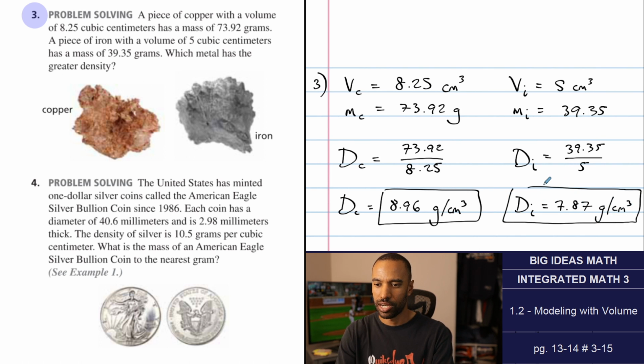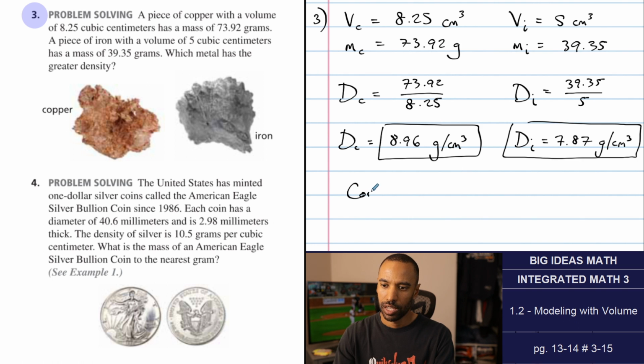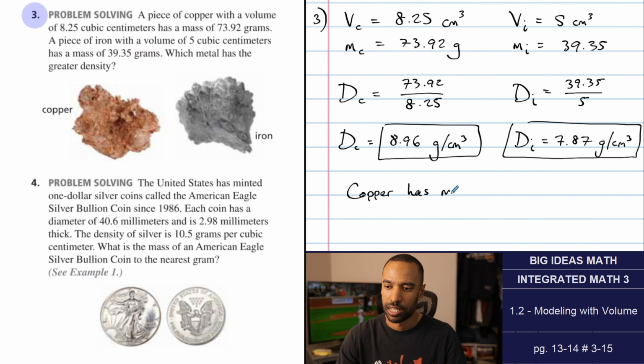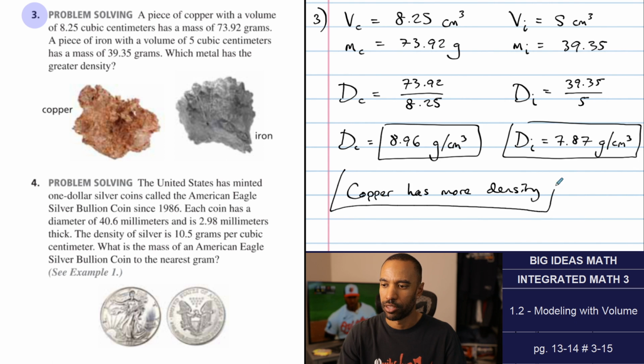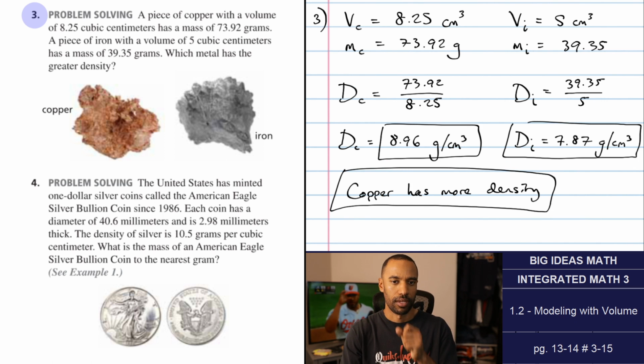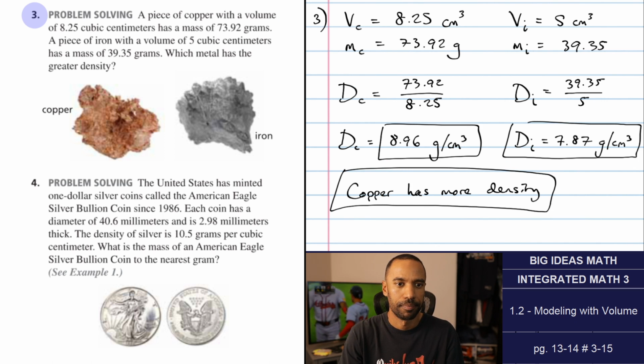All right, which is greater density? Copper. Copper has greater density, packs in more weight per unit of volume. Copper has more density. All right, that is but one problem where we compared those two things. Okay, that's number 3. Number 4.